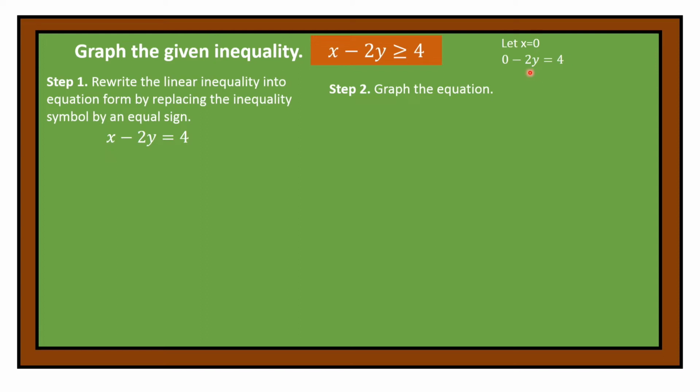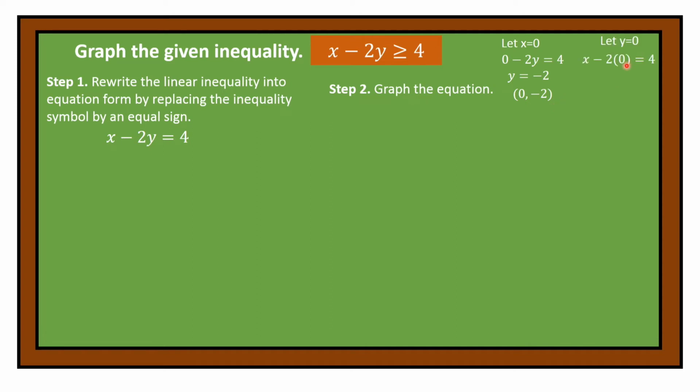As you can see, ang ating y ay may numerical coefficient na negative 2. So, we have to divide the whole equation by negative 2. So, 4 divided by negative 2 is equal to negative 2. So, ang ating value ng y is negative 2. So, ang ating first point, ang ating tinatawag na y-intercept ay 0, negative 2.